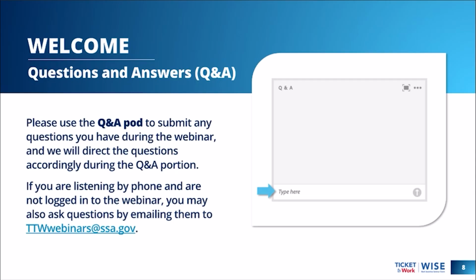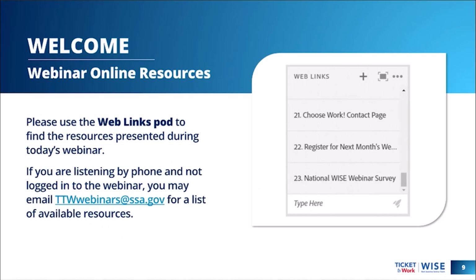As a reminder, for those that have come before, or if this is your first time, we are unfortunately not allowed to answer personal questions. So please keep this in mind when asking your questions. We need them to be more general. Also, please do not put any personally identifiable information into the Q&A pod. If you are listening by phone and are not logged into the webinar platform, you may also ask questions by emailing to us at ttwwebinars@ssa.gov.